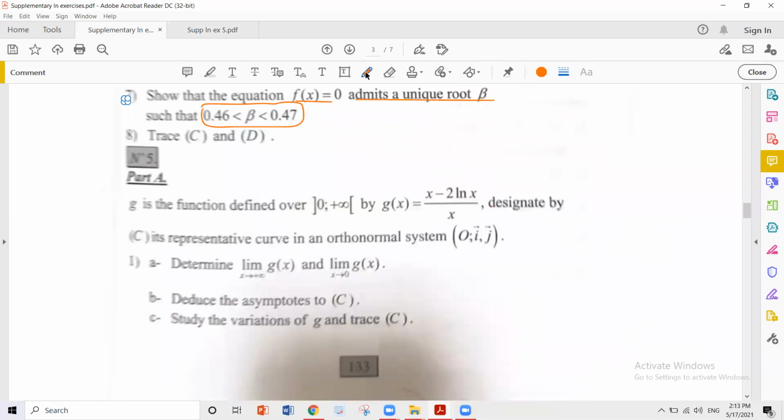Number 5. Let g be the function defined over 0 plus infinity by g(x) equals (x minus 2 ln x) over x, and designate by C its representative curve in an orthonormal system. Determine the limit as x tends to plus infinity. How much is the limit as x tends to plus infinity of g(x)?